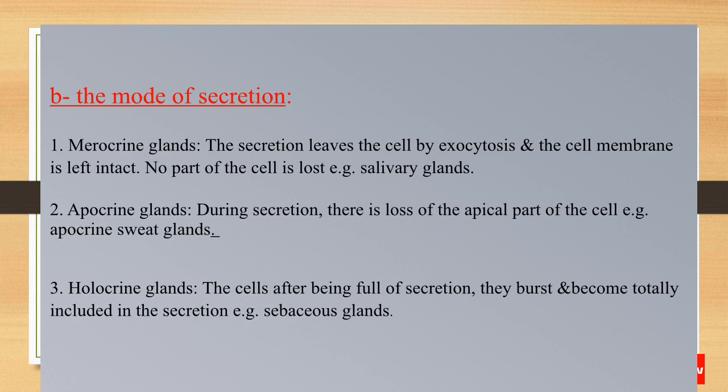According to the mode of secretion, they are classified into merocrine glands. The secretion leaves the cells by exocytosis. The cell membrane is left intact. No part of the cell is lost, as in salivary glands.